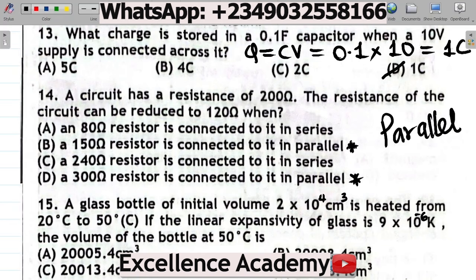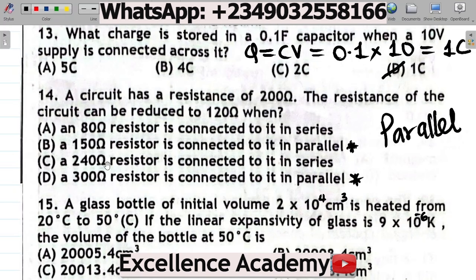If you add them in series, as you can see in A and C, it will increase the resistance, but they say reduce. So the answer cannot be A. The answer cannot be C. It's either B or D. All right. Now, with that being said, we've noted that B or D is the possible answer. The next thing you want to note is, which of these would give me 120 ohms? That's the question. Would it be connecting a 150 ohm resistor or a 300 ohm resistor?